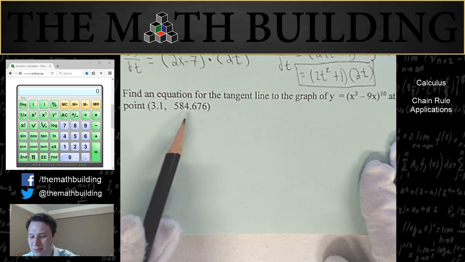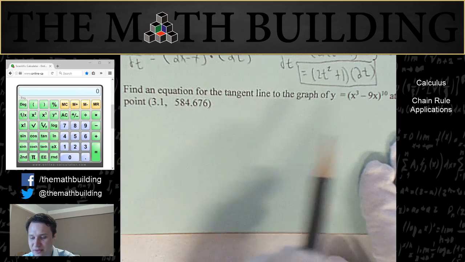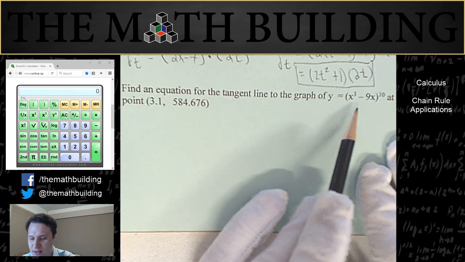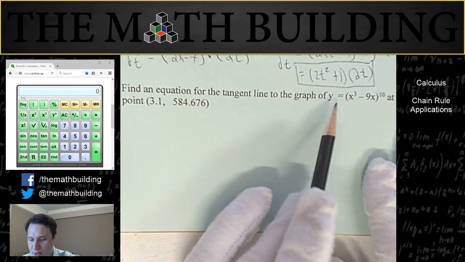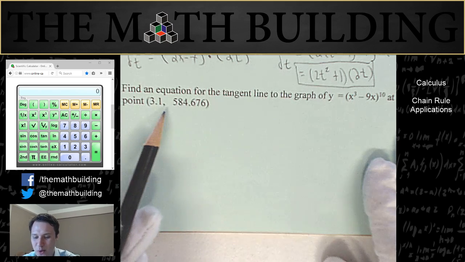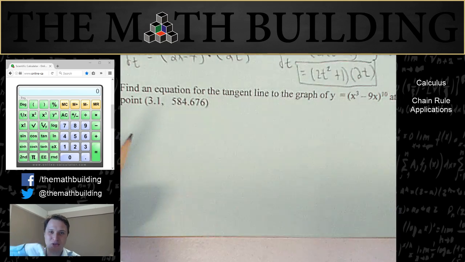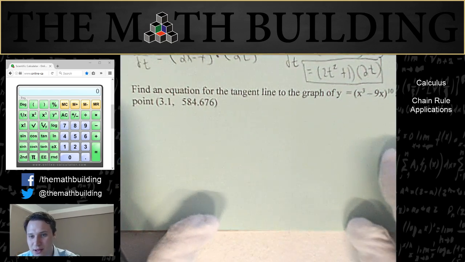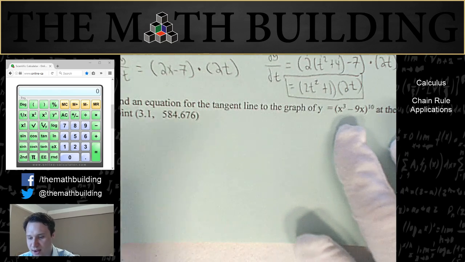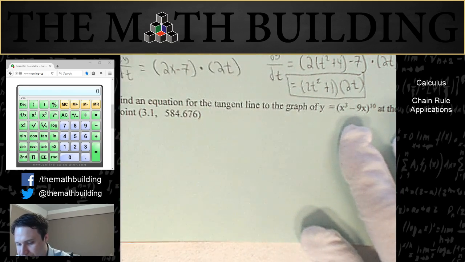So we can see it's probably going to be pretty steep, because if you plugged in a 3 here, you'd get y equals 0, and at 3.1, y equals 584.676. So I imagine this is going to have a very steep slope. So let's find dy/dx by doing the chain rule.